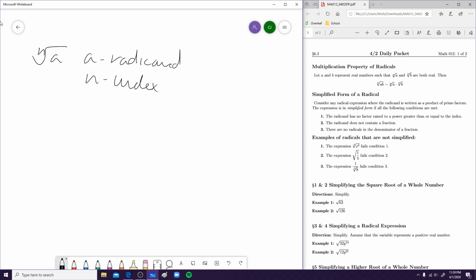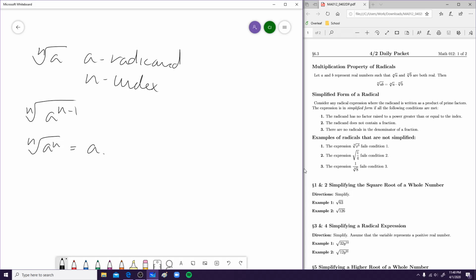So what does the first one say? The radicand has no factor raised to a power greater than or equal to the index. So for A, the biggest power it can have is n minus 1. If it's A to the n, as we talked about before, the nth root of A to the n is A. And this would be simplified. This, on the left, would not be considered simplified because n is not less than n, so we could simplify it even further into A.